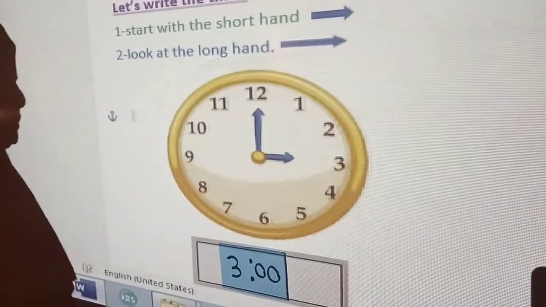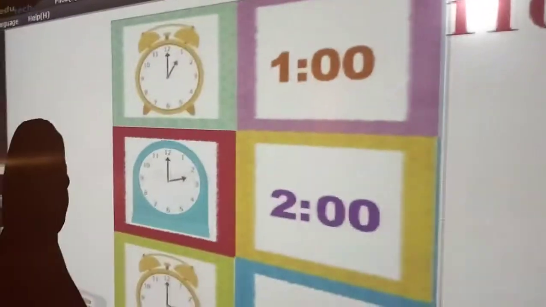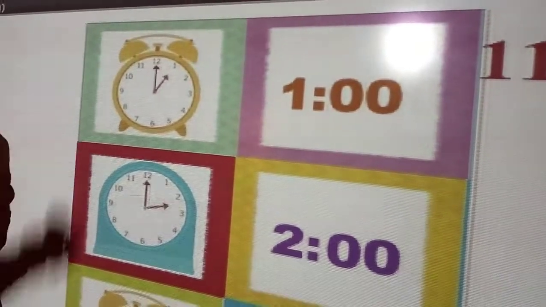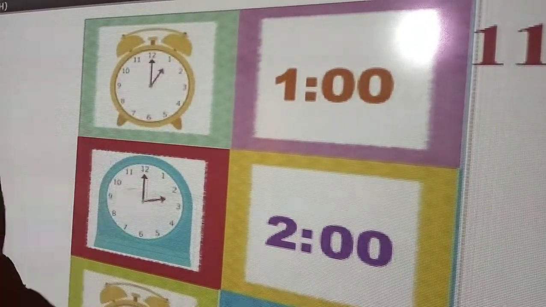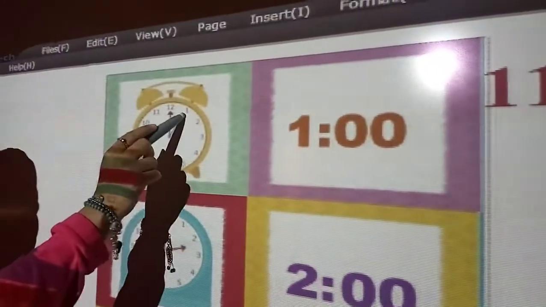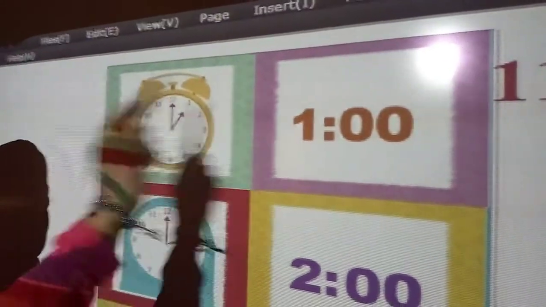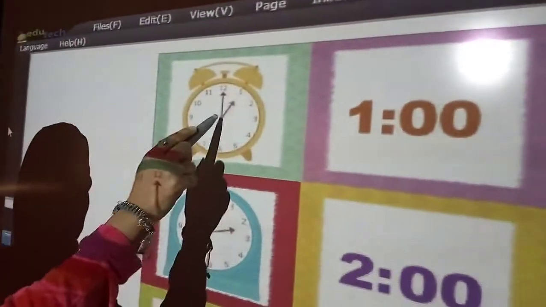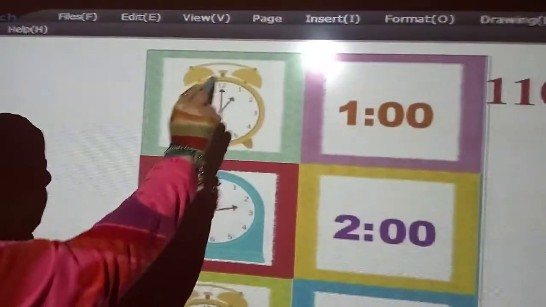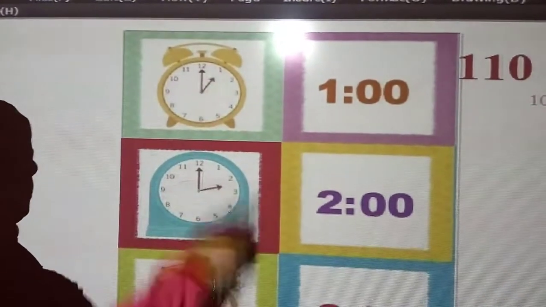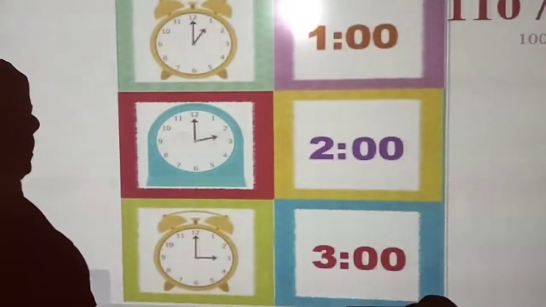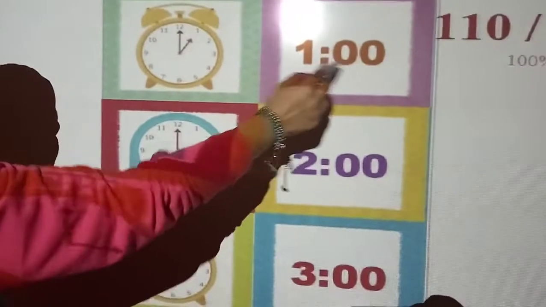Let's see another clock. And now let's know what time it is. Number 1. Can you see the short hand? Yes, excellent. This one. It points to 1. Super. And the long hand points to 12. It means 1 o'clock. Easy. And how will I write it? 1, 0, 0.